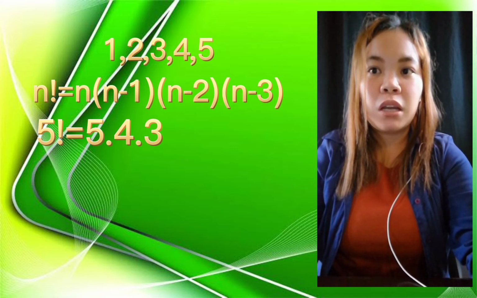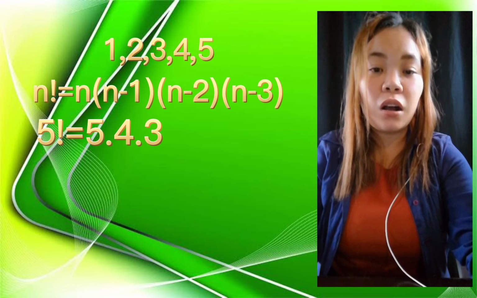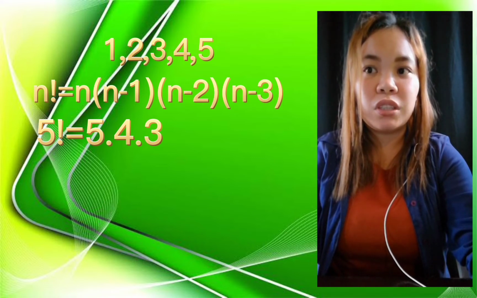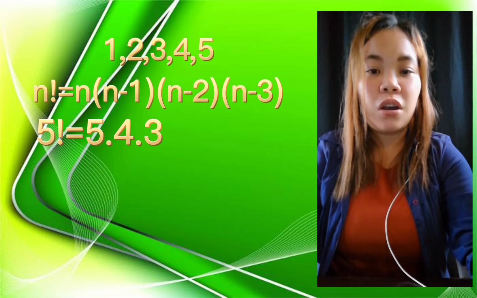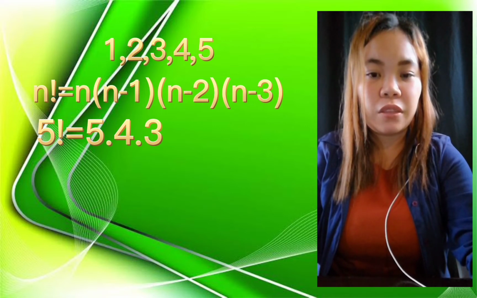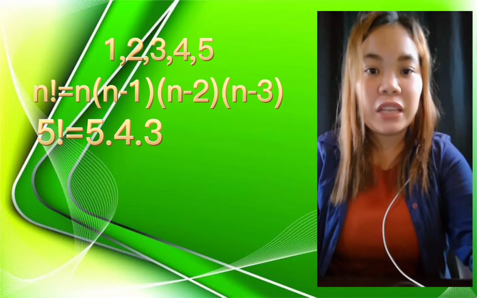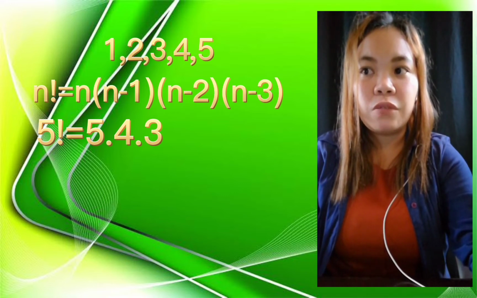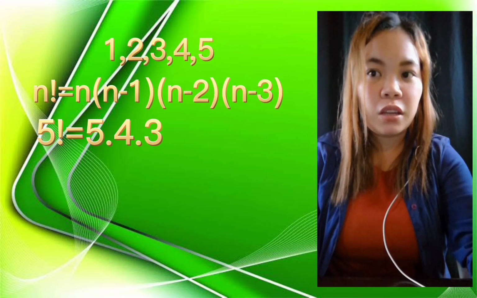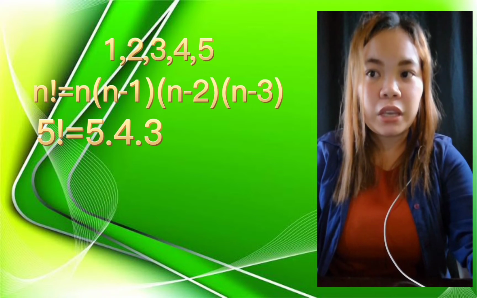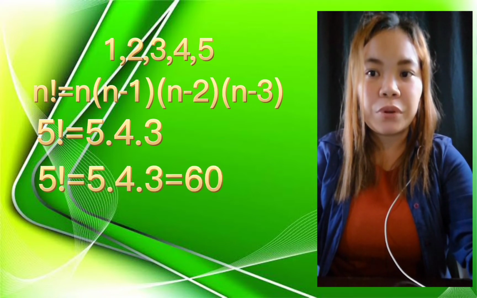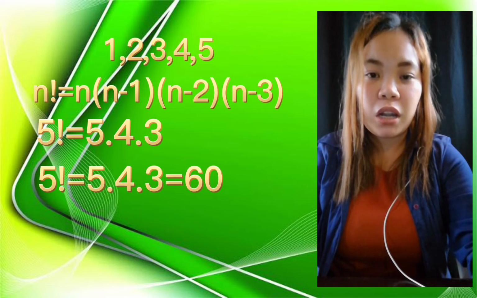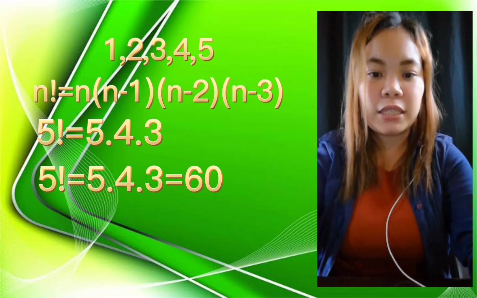So now we have already used 2 digits for the first and second digit. For the third digit, there are 3 available digits. Then we multiply each number. 5 times 4 times 3 is equal to 60.